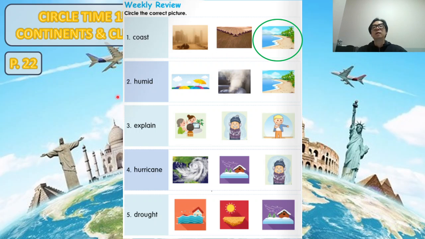Now, here's number 2. Number 2 says humid. Humid. What was humid? Let's see. Humid was when it was really hot and it felt like there was lots of water in the air. It was pushing down on me. It was so hot because it was going to rain a lot that day. Well, this one does show an umbrella and there is rain. But is this the best one for humid? I don't think so.